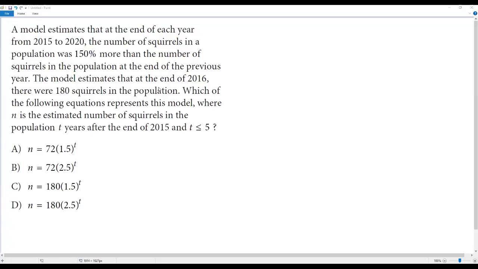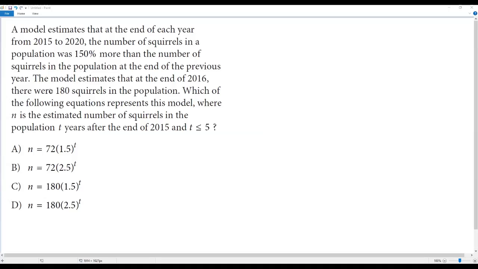So here the number of squirrels in each year is compared to the number of squirrels in the population at the end of the previous year. Since it is compared to the previous year, clearly the given situation represents an exponential function. And since the number of squirrels each year is 150% more than the previous year, it's an exponential growth function.